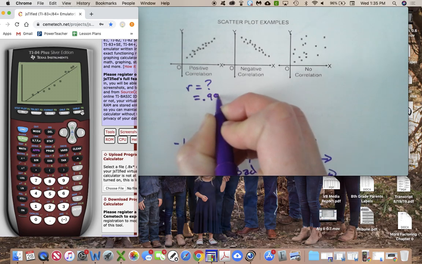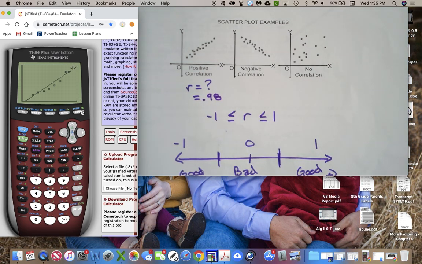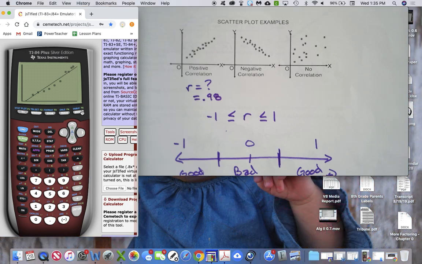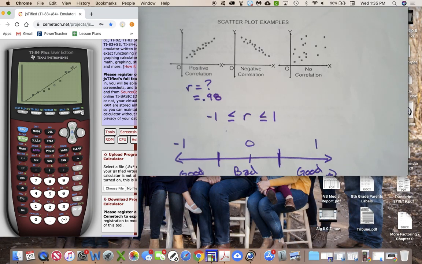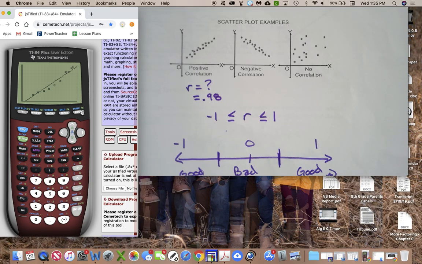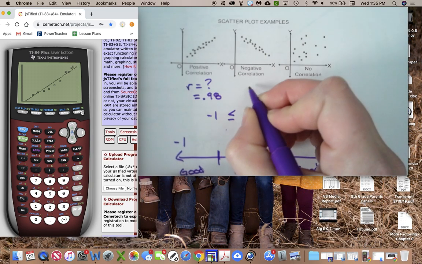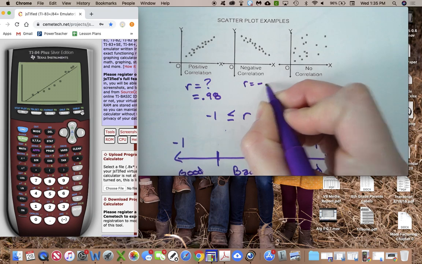I don't think it's necessary. I don't think it's exactly 0.99. We saw 0.9996 earlier in the first one that we graphed. That was very, very close. What's this one going to be? What's the negative correlation? Probably negative 0.98. They look kind of the exact opposite.